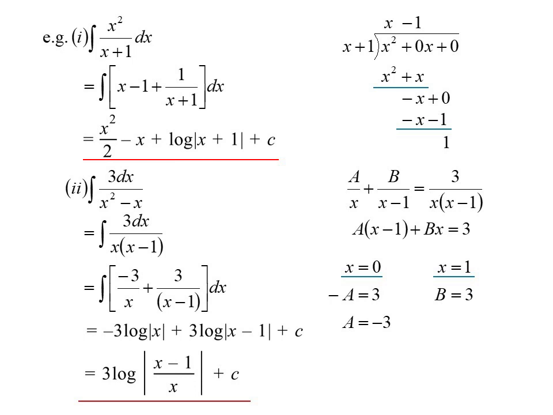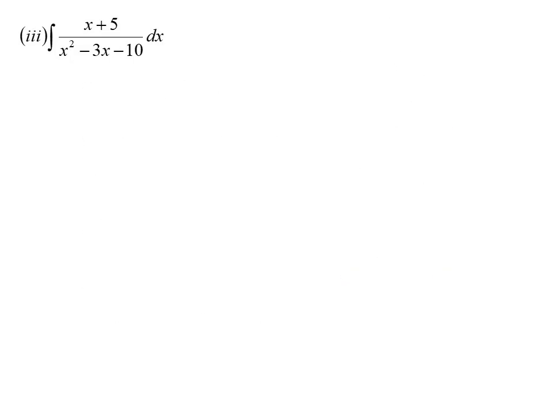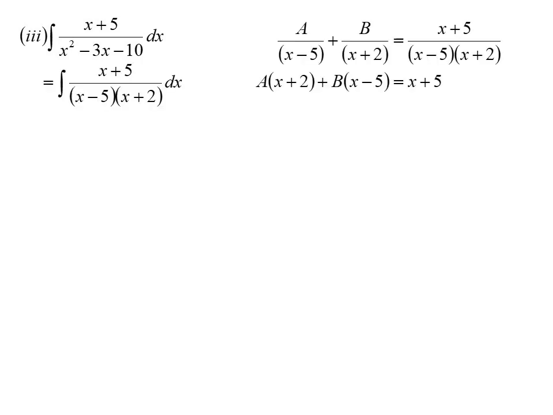So I have 3 log x minus 1 on x, and of course plus a constant. Quadratic denominator, linear function on top. So again, no need to do a polynomial division with this one. But can that bottom be factorised? And yes, it can. So this is another one that came from two fractions, both of which have a linear denominator. So let's see what we end up with.